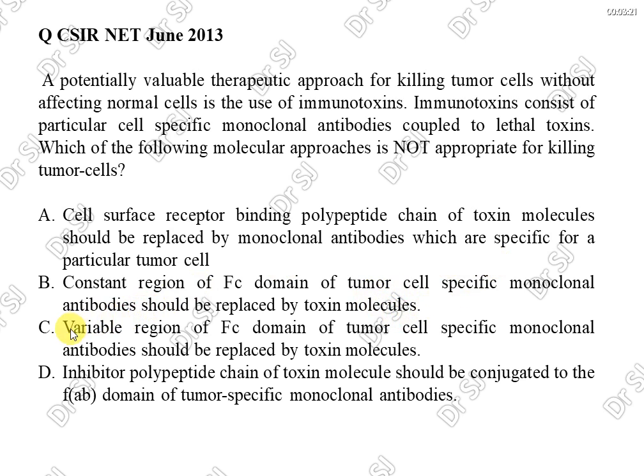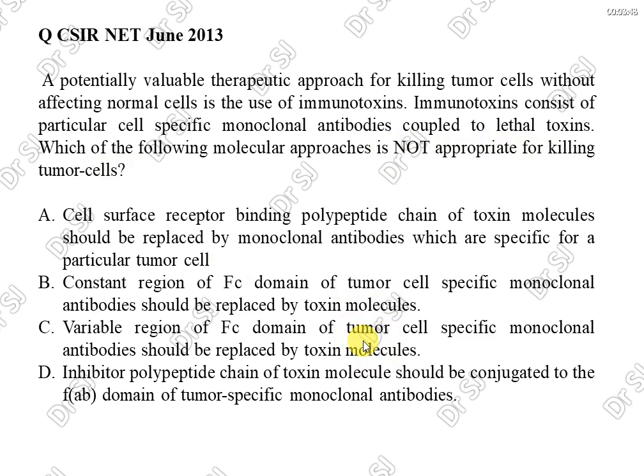Now option C says the variable region of the FC domain of the tumor cell specific monoclonal antibody should be replaced by the toxin molecule. In the very beginning it says variable region of the constant domain. So it sounds funny and it is not right. Just after reading two options, we have come across the third option which is not appropriate for killing tumor cells.